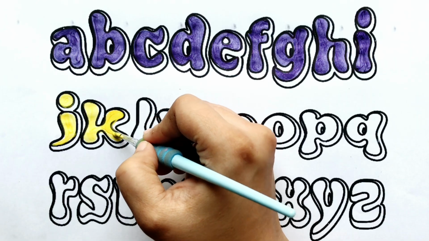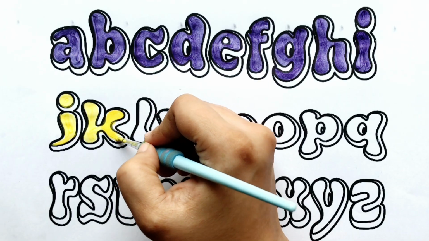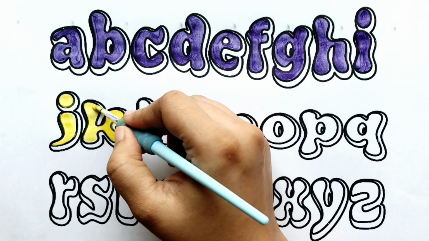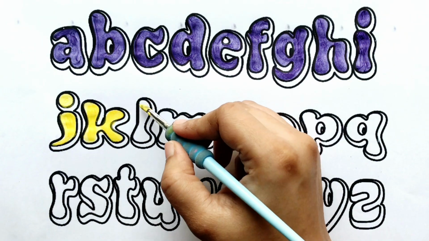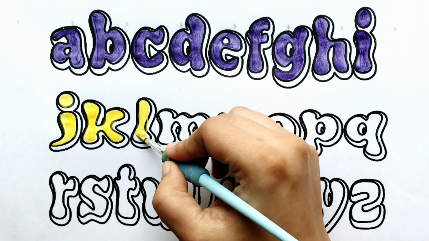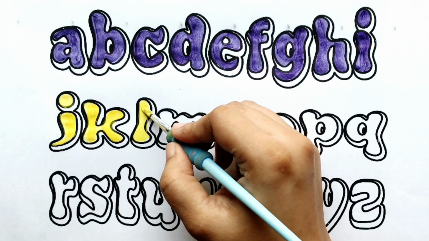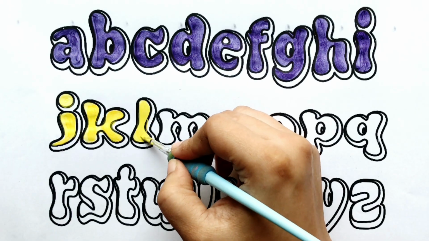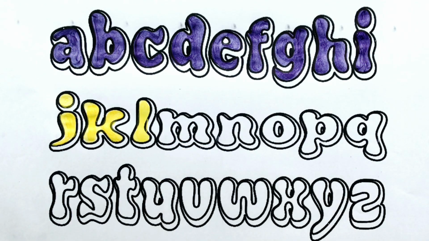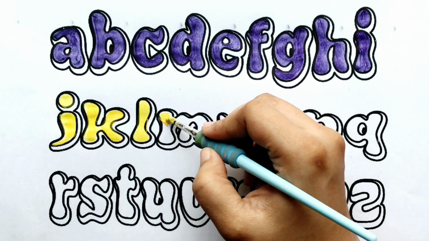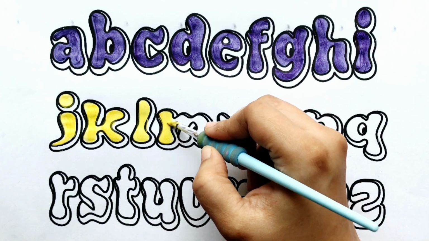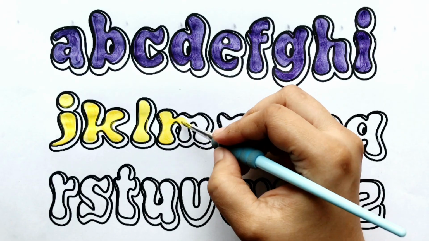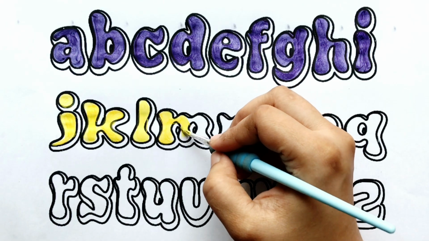A, B, C, D, E, F, G, H, I, J, K, L, M, N, O, P, Q, R, S, L for lamb. U, V, W, X, Y, and Z. Now I, M for monkey. Next time, won't you sing with me?